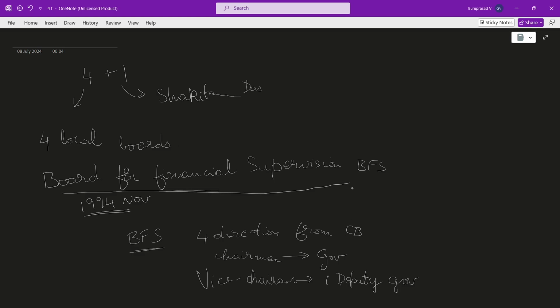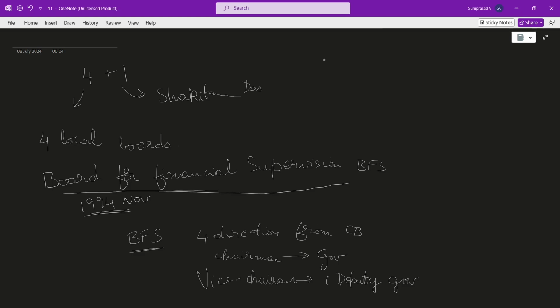So, the Board for Financial Supervision meeting is held once every month, and they deliberate inspection reports, periodic reviews related to banking and non-banking sectors, and policy matters.